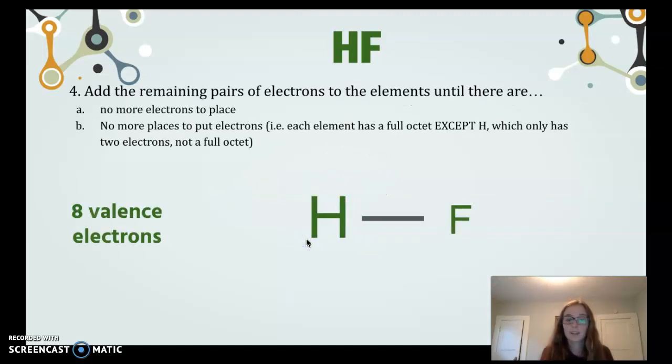Now I need to place the rest of my electrons, and I need 8 valence electrons total. Right away I'm thinking hydrogen is happy because it already has 2 valence electrons, but fluorine has not yet got into its octet. It does not yet have 8 electrons around it. So I'm going to add the rest of my electrons. Right now it has 2 electrons, 4, 6, 8 valence electrons. We're good to go.